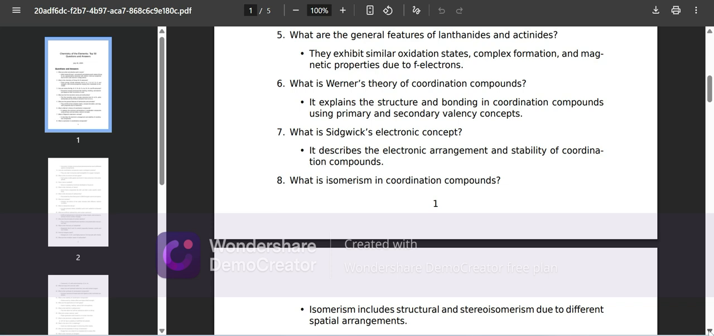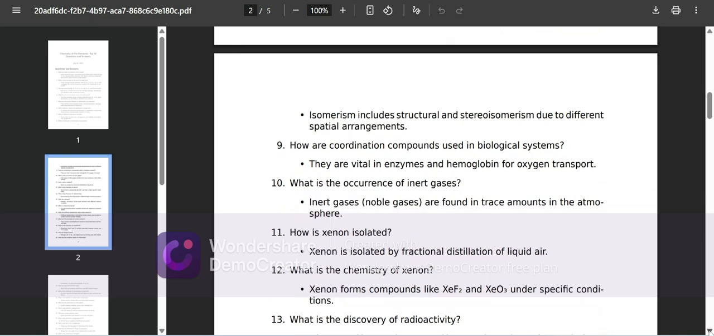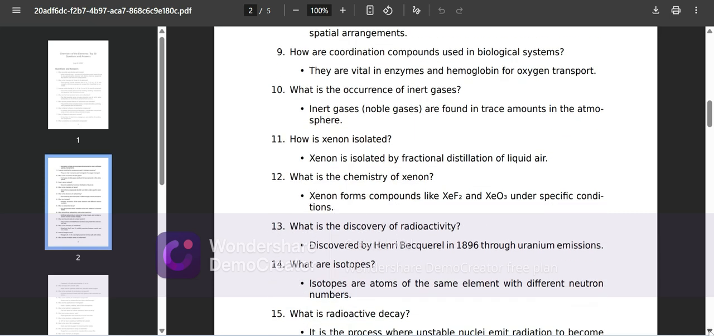What is isomerism in coordination compounds? Isomerism includes structural isomerism and stereoisomerism due to different spatial arrangements. What are coordination compounds used for in biological systems? They are vital in enzymes and hemoglobin for oxygen transport. What is the occurrence of inert gases? Inert gases, noble gases, are found in trace amounts in the atmosphere.